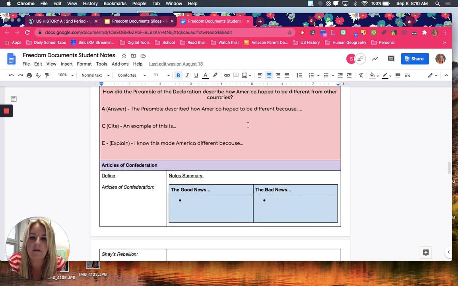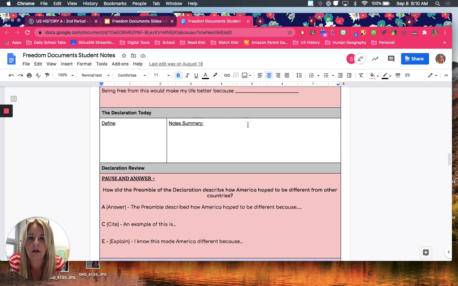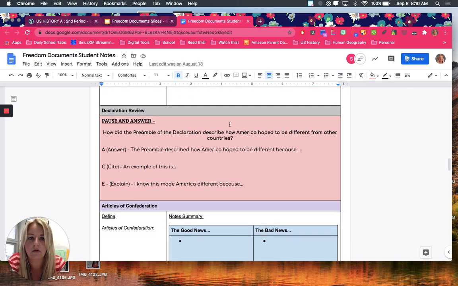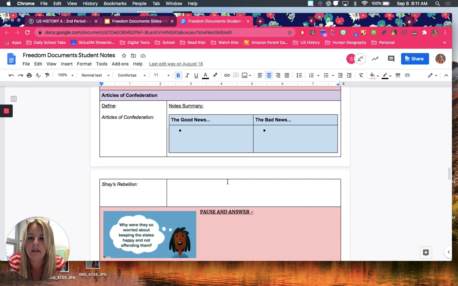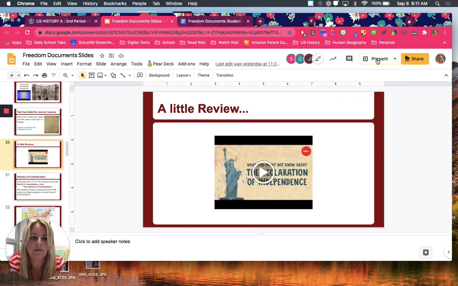You should have everything filled out about the Declaration. We did that in class yesterday. So again, make sure that these pink sections are completed because those are the required parts of this formative assignment that you'll turn in on Friday when it's completed. All right, for now though, today we are going to start with the Articles of Confederation. So here we go.